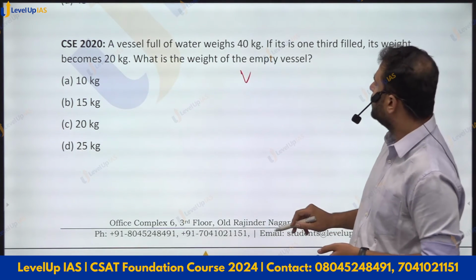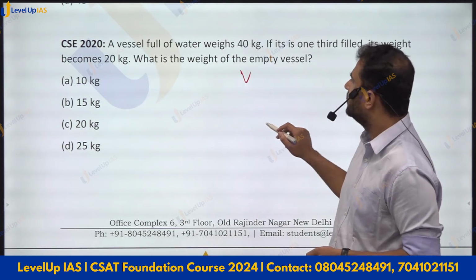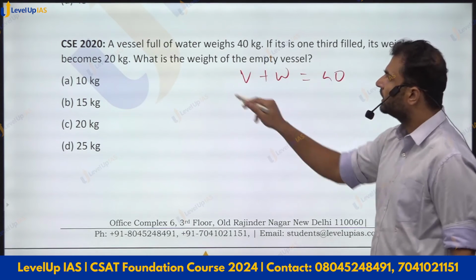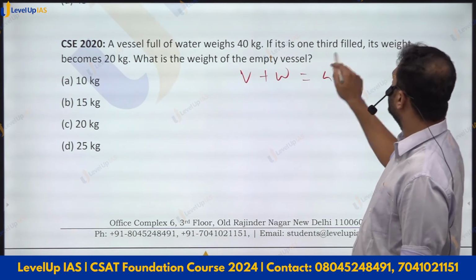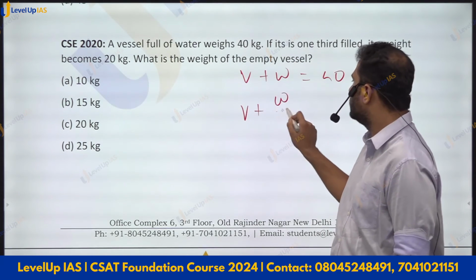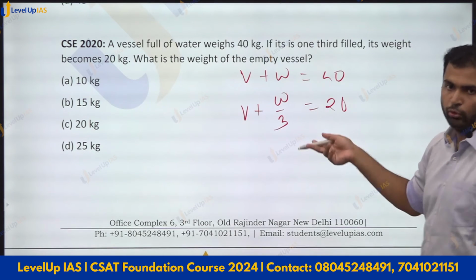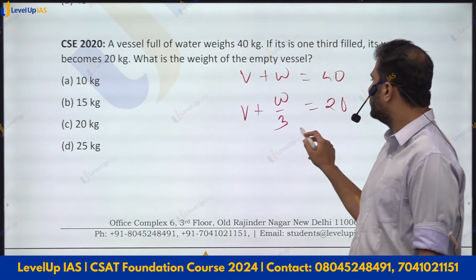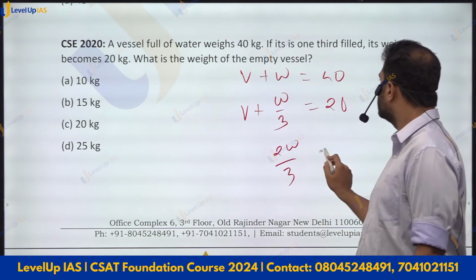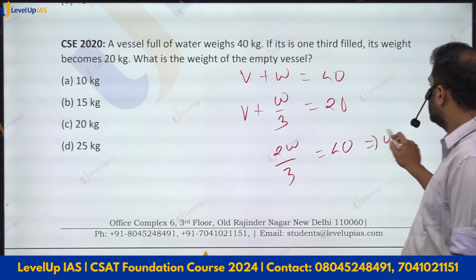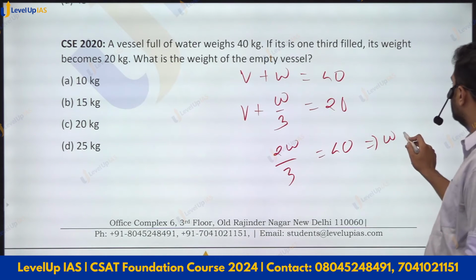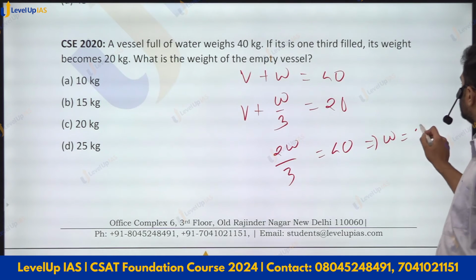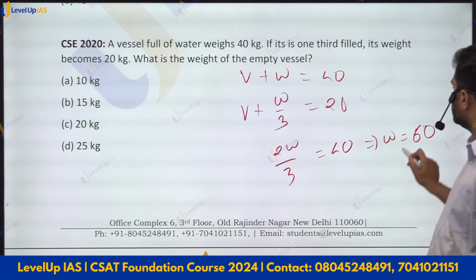And what do we have? Vessel plus full water is equal to 40 kg, and secondly if it is filled up to 1/3, then vessel's weight plus 1/3 weight of water is 20 kg. We have two equations, we have two unknowns. Can we solve? Yes, we can subtract. So we get W minus W by 3, which is 2W by 3, is equal to 40, which implies the water's full weight is 120 by 2, is 60, so W is 60.